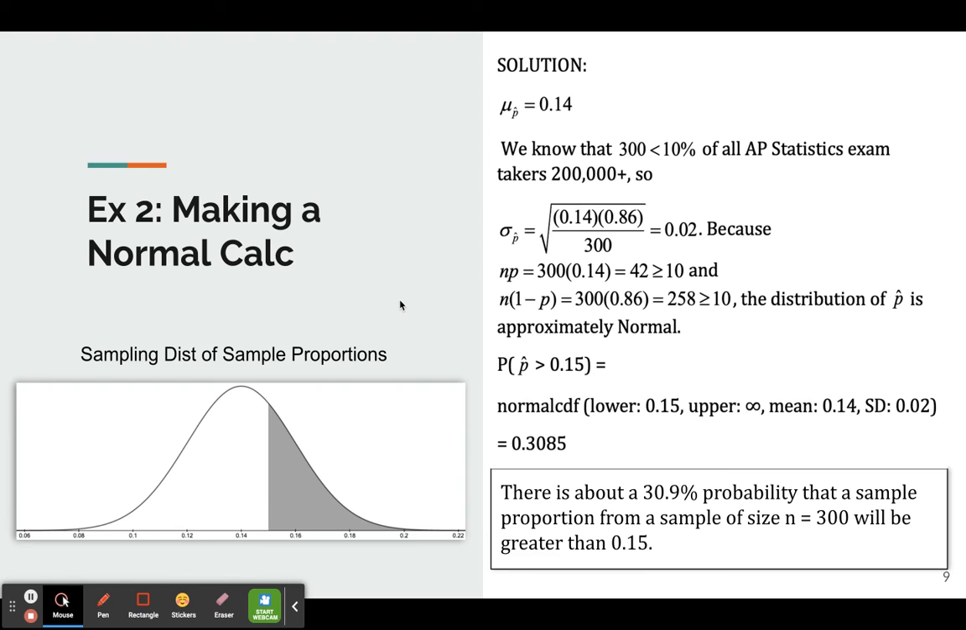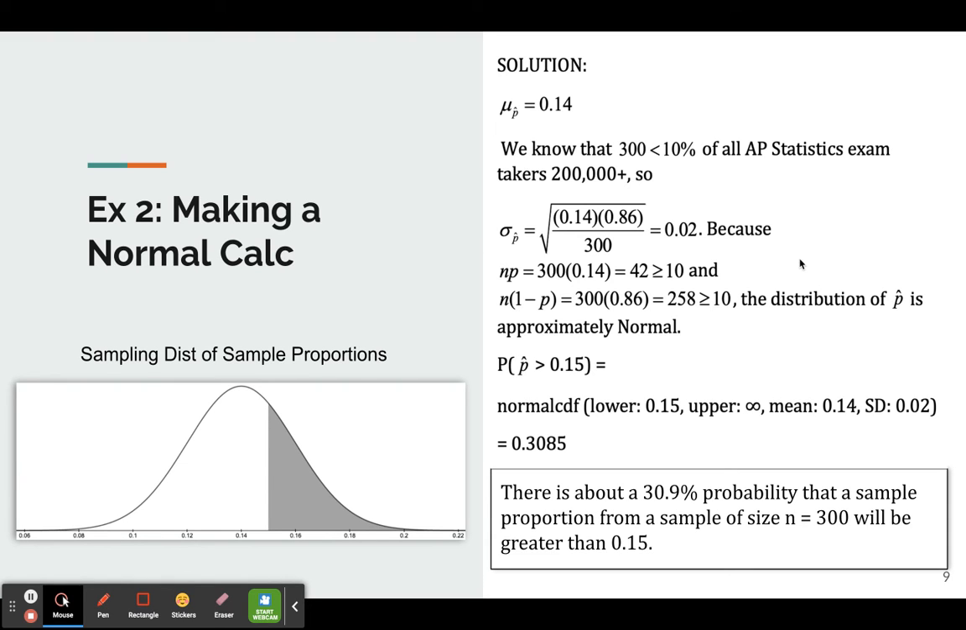All right, so in this case, again, we know that mu of p hat is equal to 0.14. That's the population proportion of 0.14 that we were just told. We know that 300 is less than 10% of all AP Statistics exam takers, less than 200,000 or so. And so we can calculate the standard deviation of that distribution. Applying the formula, we're going to get about 0.02.